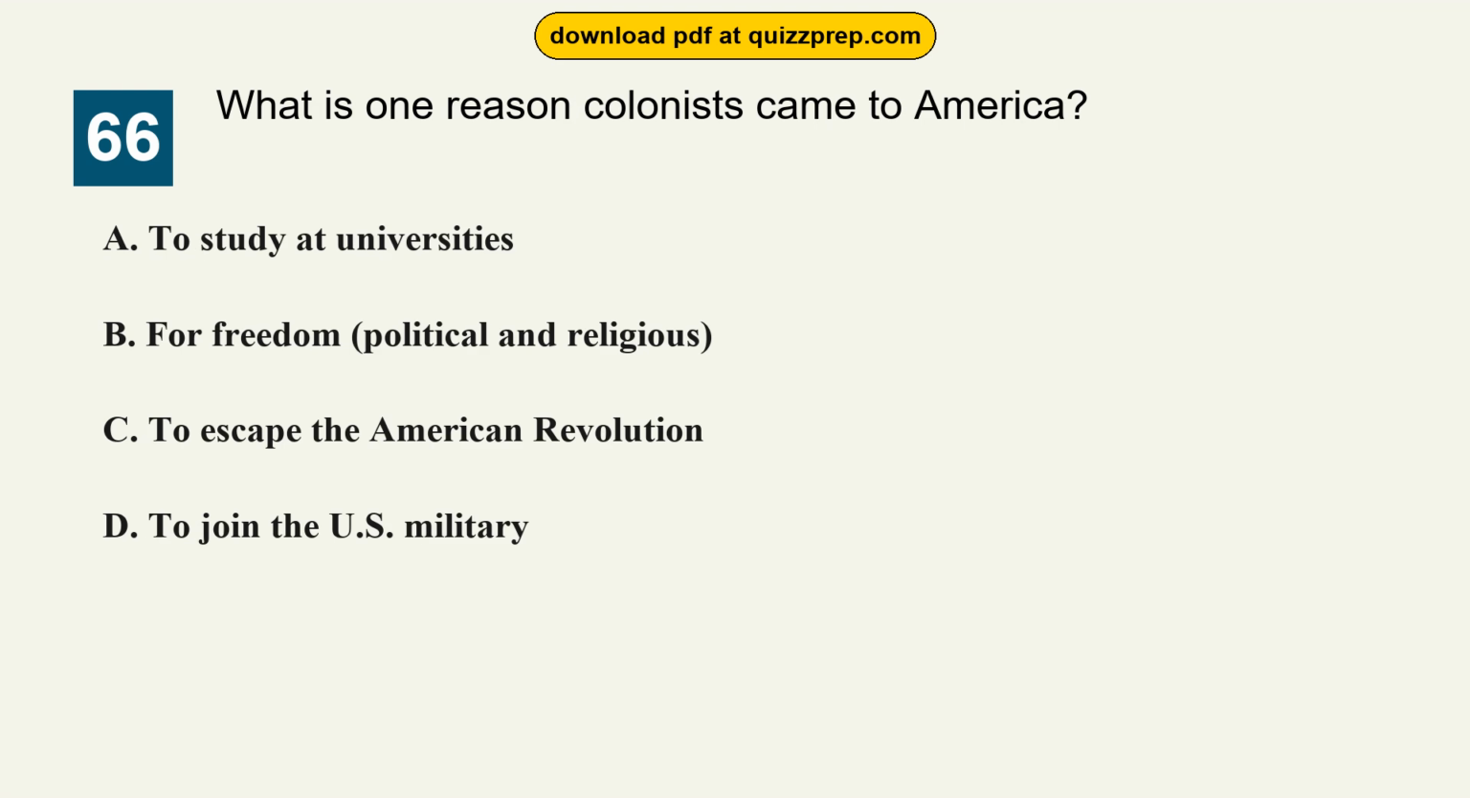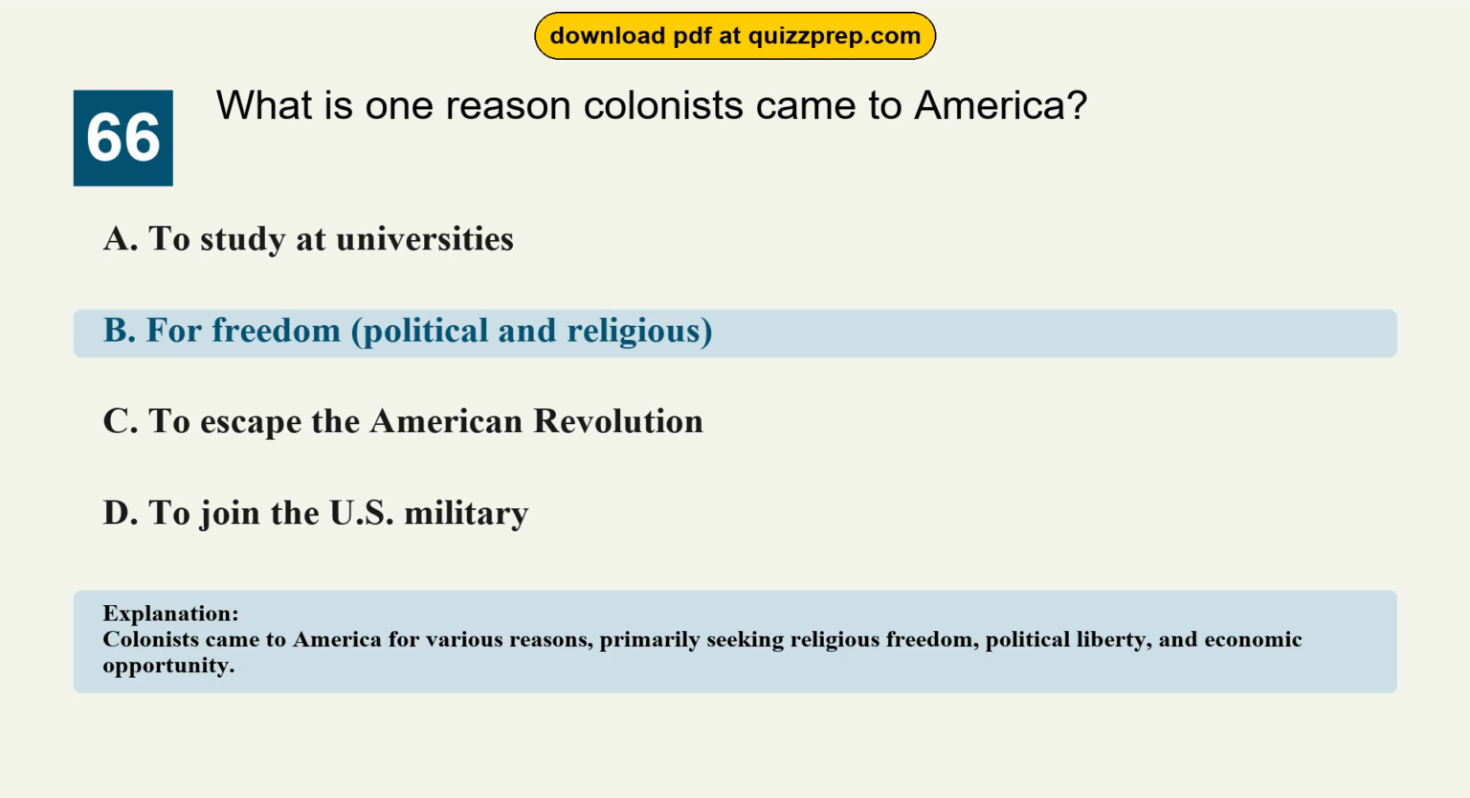Question 66. What is one reason colonists came to America? Option A, to study at universities. Option B, for freedom, political and religious. Option C, to escape the American Revolution. Option D, to join the U.S. military. The correct answer is option B, for freedom, political and religious. Colonists came to America for various reasons, primarily seeking religious freedom, political liberty, and economic opportunity.